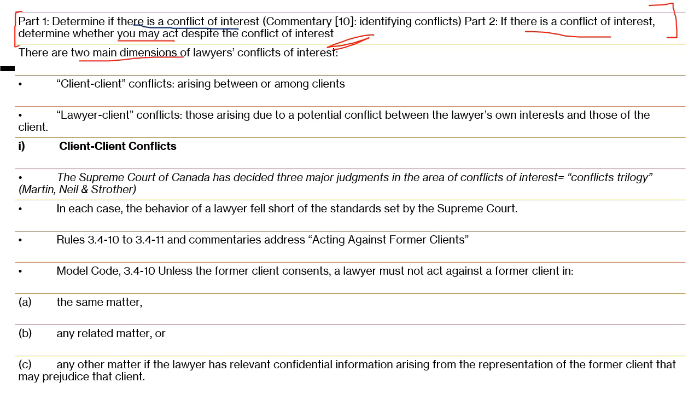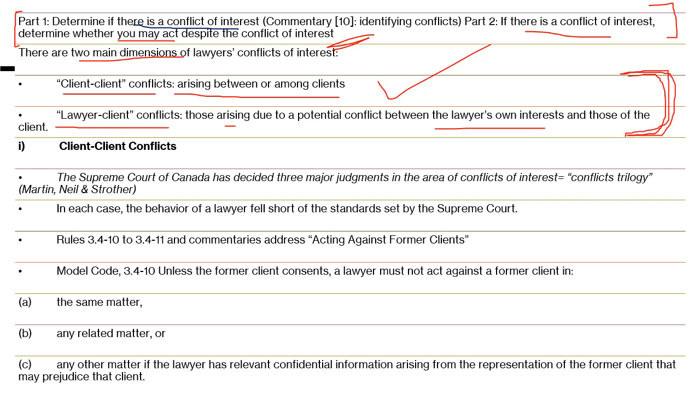Then there are two main dimensions. Two kinds of conflicts arise. Firstly, conflicts between the clients themselves, arising between or among clients. Secondly, a lawyer-client conflict, which arises due to potential conflict between the lawyer's own personal interest and those of the client. So there are two situations. We will be covering all these situations one by one. Again, in the examination you might get a question on this, or a combination of both. This is a very important topic.